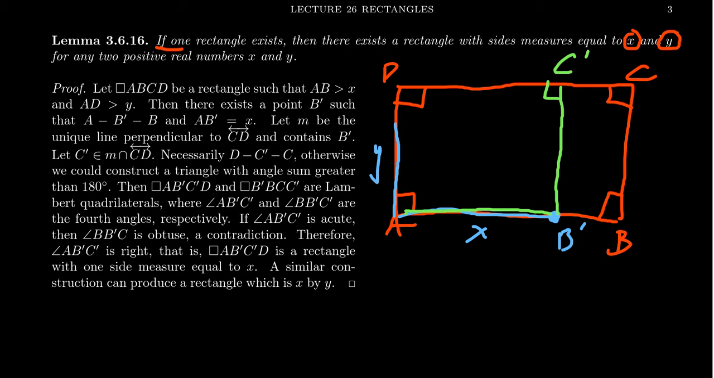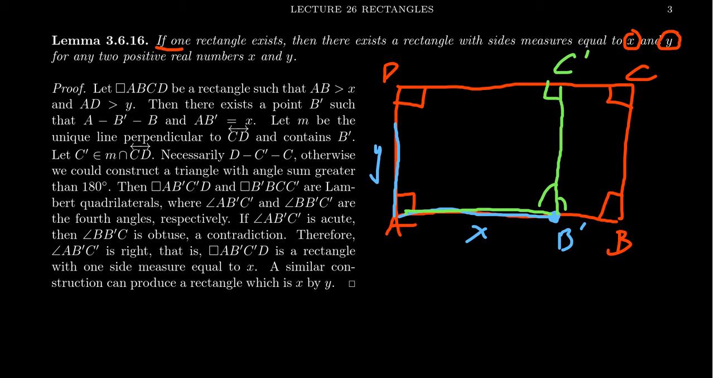Well, if they're not right angles, then looking at these two supplementary angles, one of them is acute and one of them would be obtuse. Without loss of generality, let's assume that the A side is the acute angle, A for acute, and the B side is the obtuse angle. That's a problem, because as B, B prime, C prime, C is a Lambert quadrilateral, its fourth angle cannot be obtuse in neutral geometry. That's a contradiction, which says the other side can't be acute either, because if either one was acute, the other would have to be obtuse.